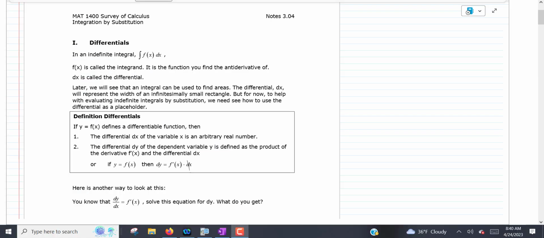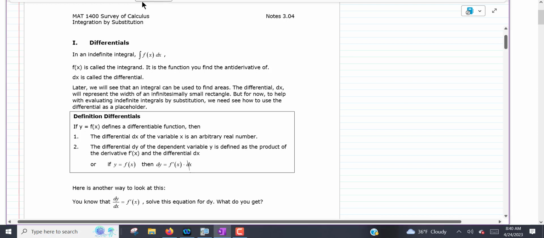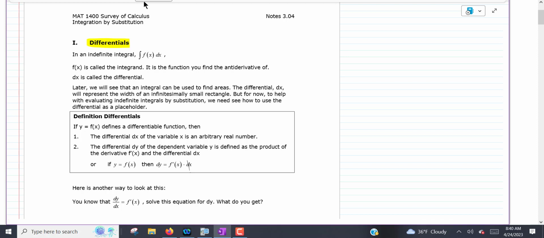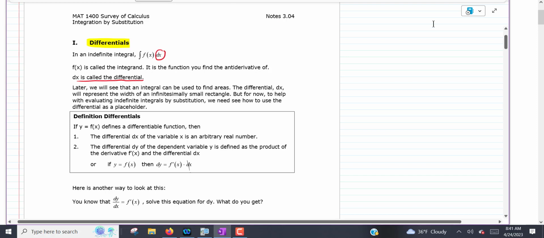So first thing we're going to look at is just getting an idea of what a differential is. We're not really ready to talk about a differential, specifically what it is, probably till next week. But dx, that's what's called the differential. To prepare us for U substitution, we're going to learn how to correctly write a differential when you do a derivative.